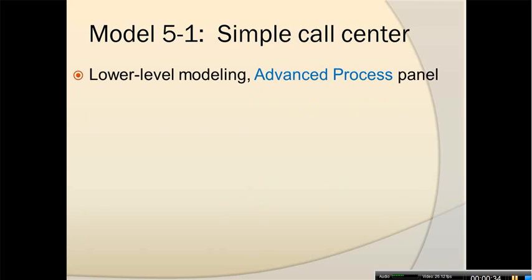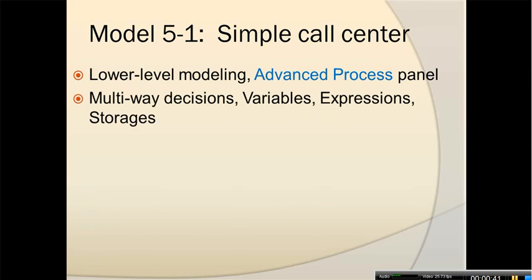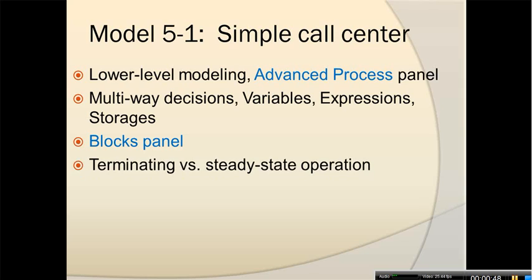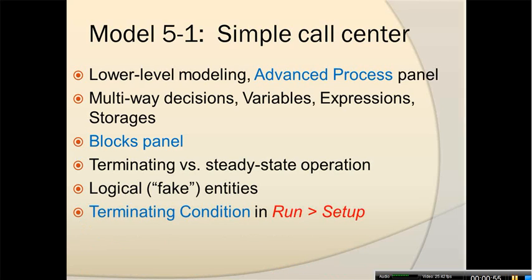So today we will learn how to build model 5.1 from the book, which models a simple call center. We will discuss lower level modeling, including additional modules from the advanced process panel, multi-way decisions, variables, expressions and storages. We'll talk about the blocks panel, terminating versus steady state operation, and logical or fake entities, and the terminating condition, using the terminating condition in run setup in Arena.